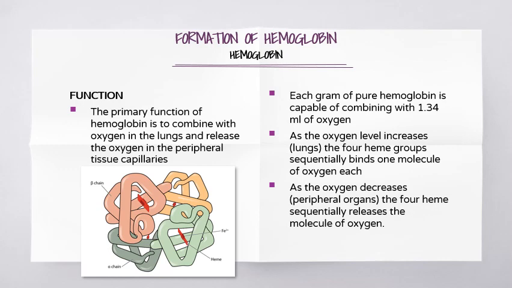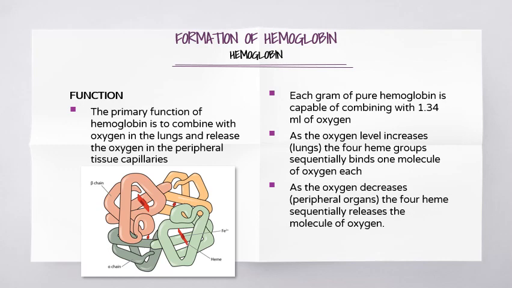So again, the main function of hemoglobin is to combine with oxygen in the lungs and release the oxygen in the peripheral capillaries. So this function is actually very important. You have to know this, that it must be able to easily combine with oxygen, but it must also be easy for it to release oxygen. Okay? It's not only about getting oxygen, but it must also release oxygen at certain circumstances.